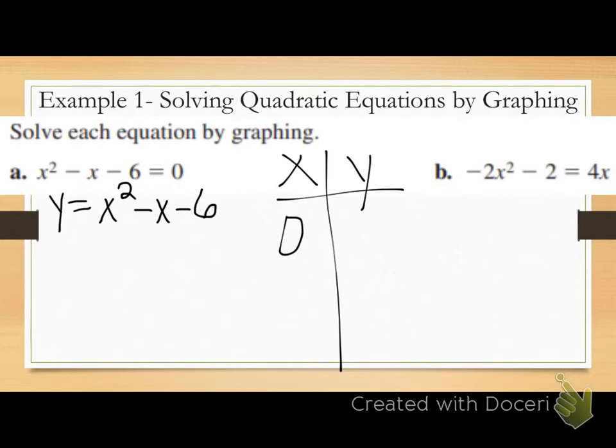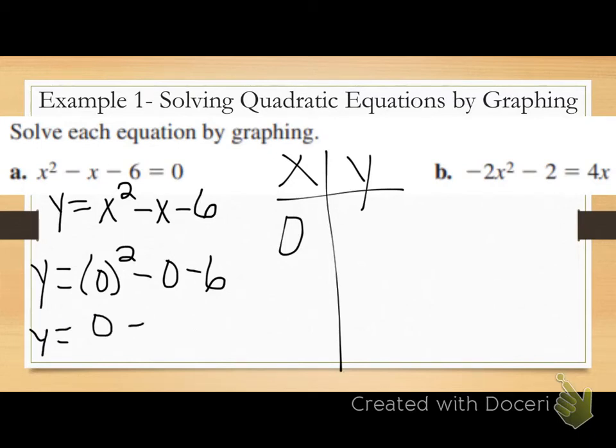So what do I do with 0 here? Plug it in. Plug it in for what? X. Plugging it in for all of my x's. What's 0 squared? 0. What's 0 minus 0? And 0 minus 6? Negative 6. So the corresponding y value when I plug in 0 is negative 6.